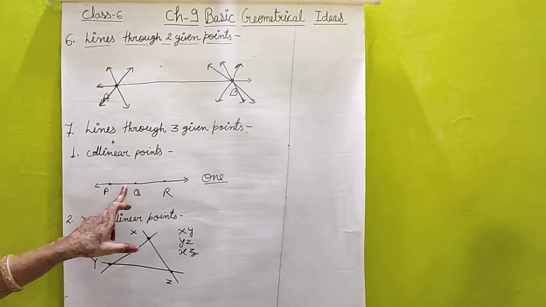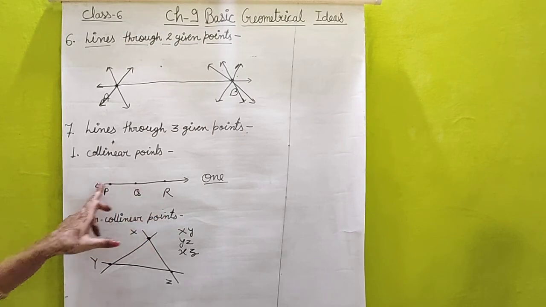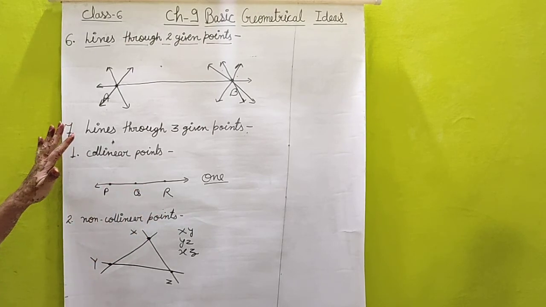But here the name of the line is PQR. All 3 points we are including.